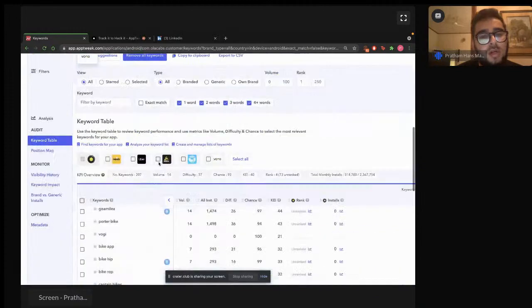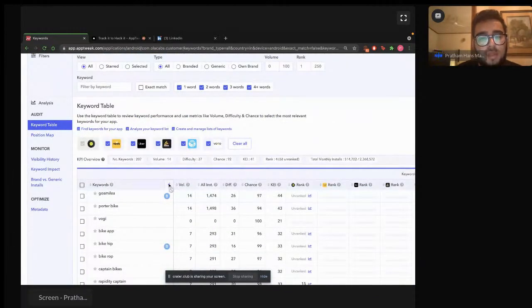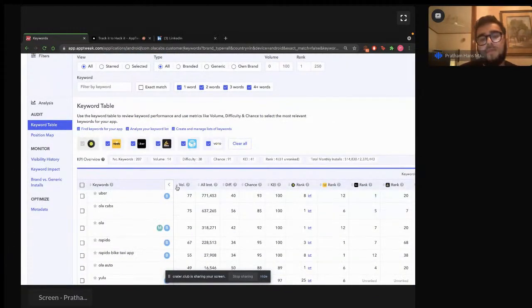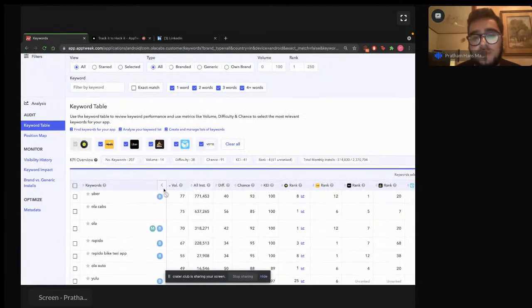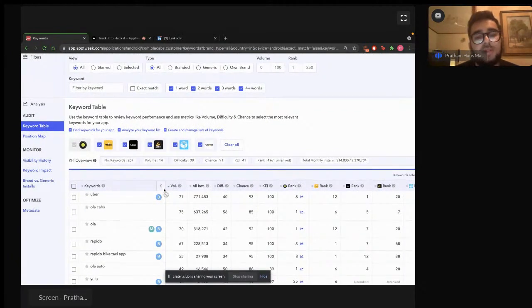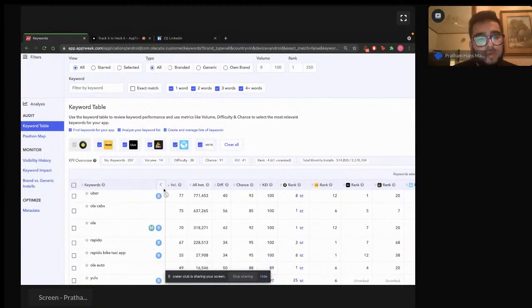And what I'm going to do now is understand them on a KPI level. So there's 6 primary KPIs here. That's super important to understand. Search volume, installs, difficulty, chance, KEI, and rank. Volume is basically the search volume of a keyword. It tells us how popular a particular keyword is. Now in ASO, especially, it's not an absolute number. It's completely denoted by a KPI score.